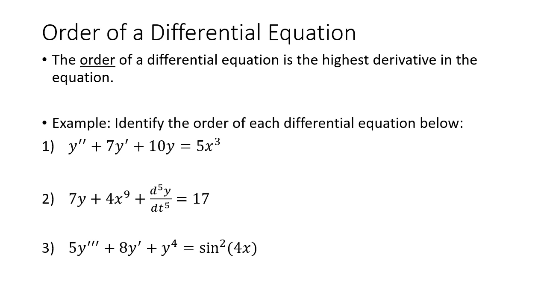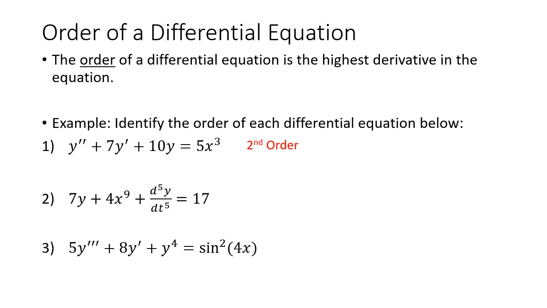So if we look at the first differential equation, we have y double prime plus 7y prime plus 10y is equal to 5x to the third. On the left side of the equation, we have the first derivative as 7y prime, and the second derivative is y double prime. There are no other derivatives, so the highest order of derivative is 2, and therefore the order of the equation is second order.